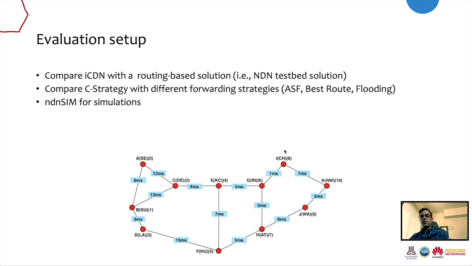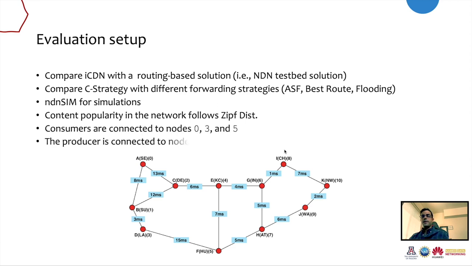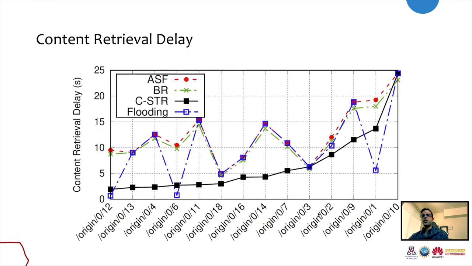We use ndnSIM for the simulations, and the request pattern in all simulations follows a Zipf distribution. We use Abilene topology as is shown here, and consumers are connected to nodes 0, 3, and 5, and the producer is connected to node 10. Here, I'm going to present only some of the results, and you can find more results and comparisons in the paper. So this figure shows how fast node 0 downloads different contents in the network.